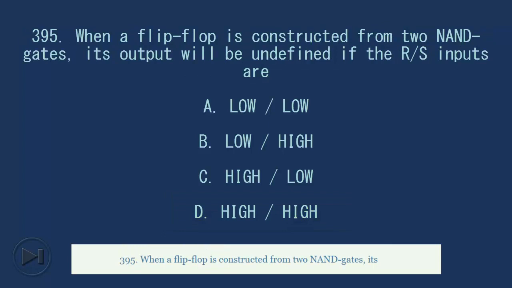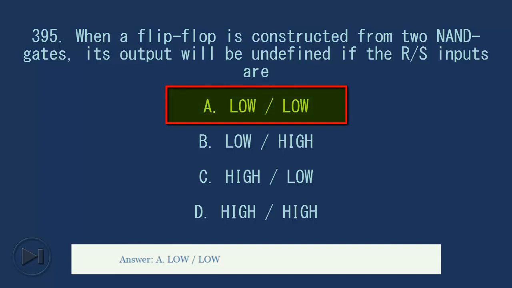395. When a flip-flop is constructed from two NAND gates, its output will be undefined if the R/S inputs are A. Low/low. B. Low/high. C. High/low. D. High/high. Answer: A. Low/low.